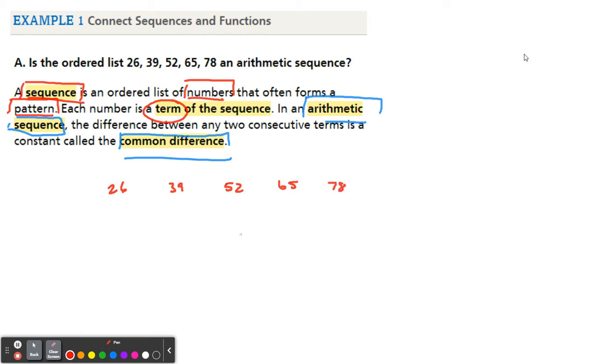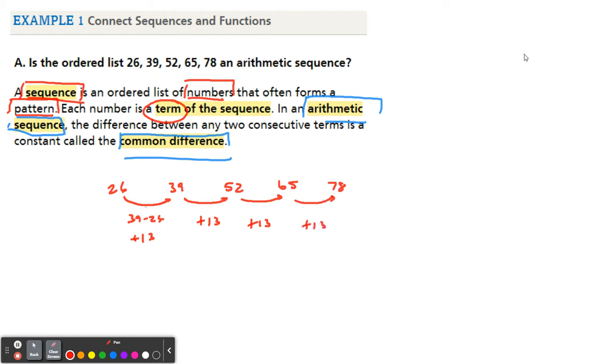So let's go through and find the common difference. What is the difference from 26 to 39? You take the second number and subtract the first number: 39 minus 26. That's 13, and it's positive. So you're growing by 13. You do the same thing between each set of consecutive numbers. 52 minus 39 is also a positive 13. 65 minus 52 is also a positive 13. 78 minus 65 is also a positive 13.